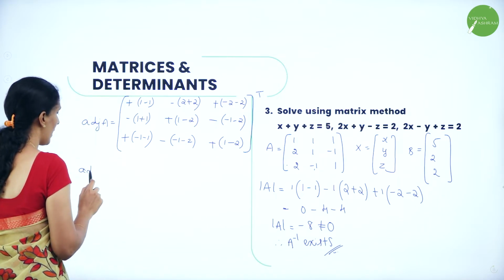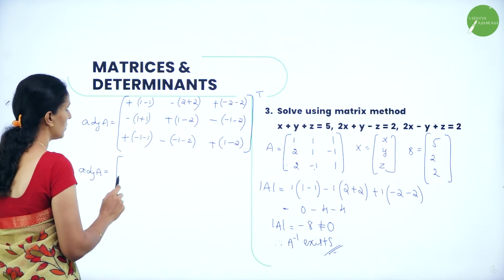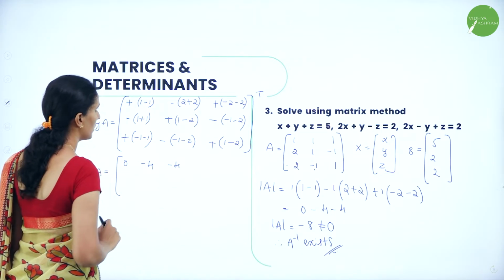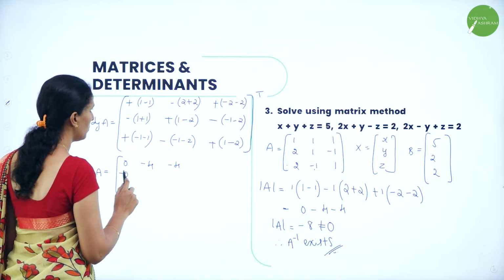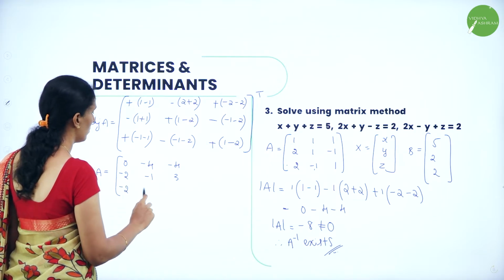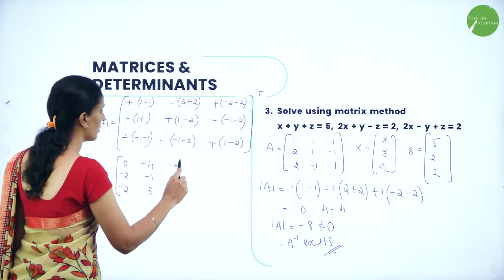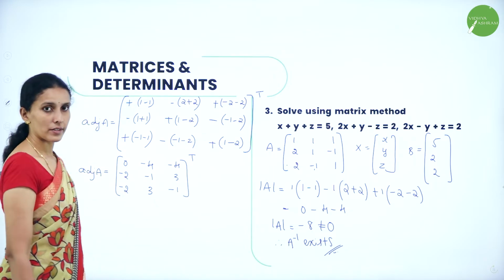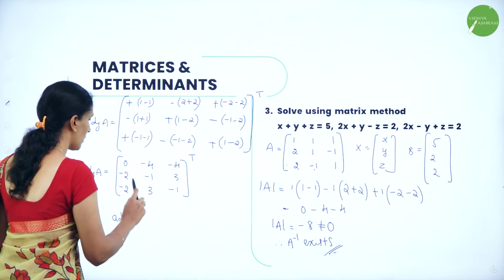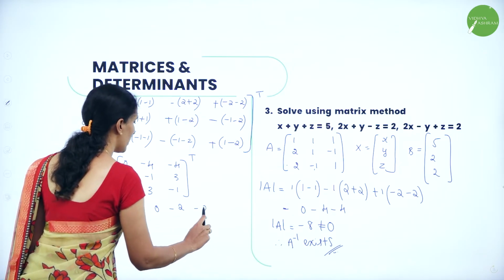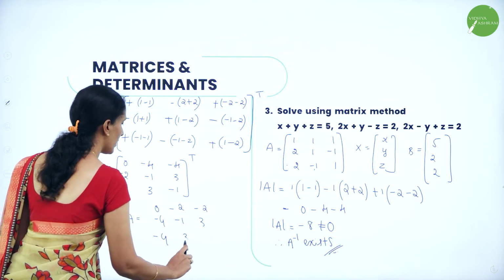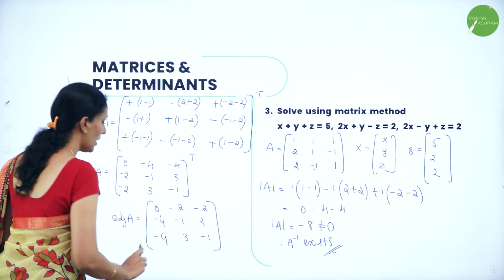So first write adjoint A is equal to, so first one is 0, minus 4, minus 4. Next we have minus 2, minus 1, 3. Next minus 2, plus 3, minus 1. And the transpose of this matrix. So now let's take the transpose of this matrix. Adjoint A is equal to 0, minus 2, minus 2, minus 4, minus 1, 3, minus 4, 3, minus 1. So now this is our adjoint A.